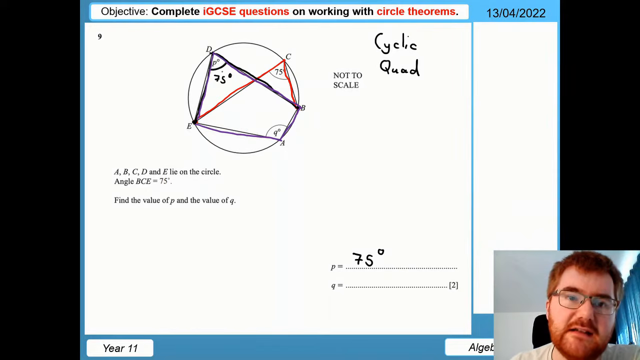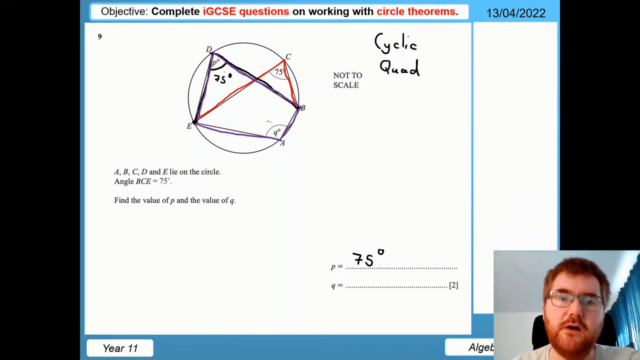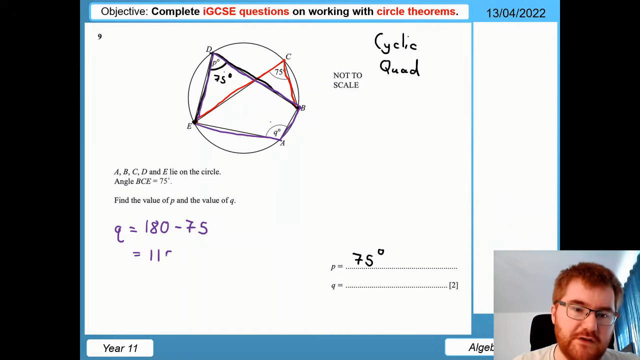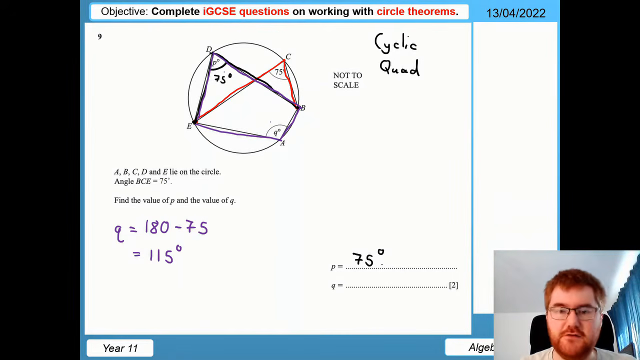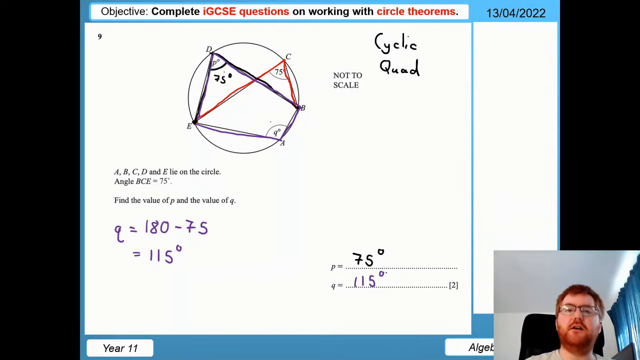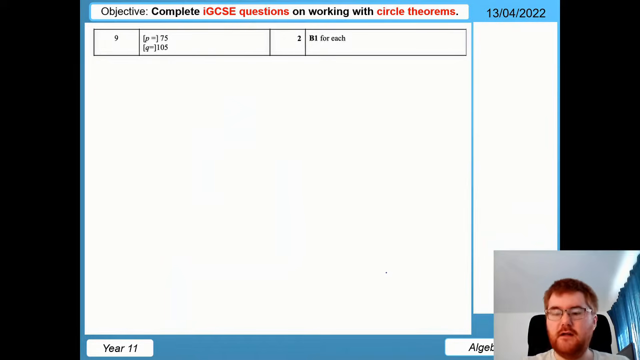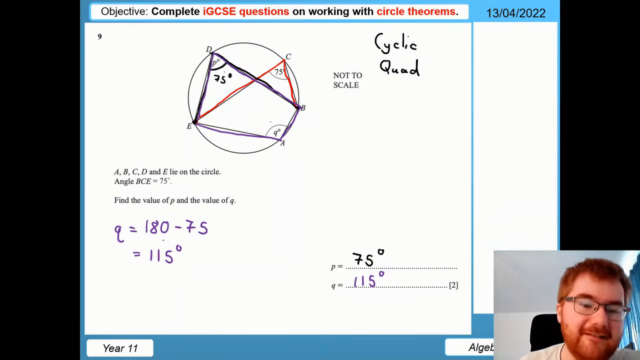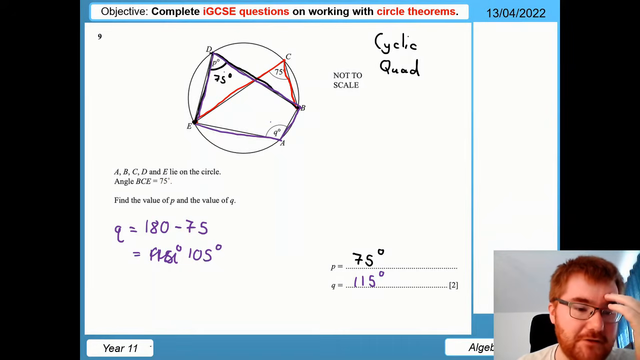And remember, the angle here, 75 plus Q equals 180. So Q is equal to 180 minus 75, which is equal to 115 degrees. So we can pop that in for our second mark. Right? Helps if I can actually do it. Oh dear, of course that is equal to 105. That would be very, very true.